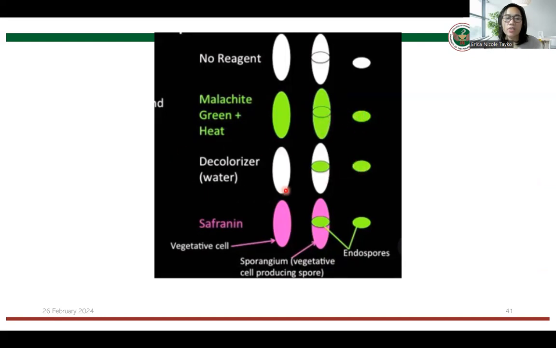And then we decolorize it with water. We just try to remove the malachite green with water. But since your spores were able to absorb the malachite green, they cannot be decolorized. They will remain green. But since the vegetative cells were decolorized, upon application of a counterstain in the form of safranin, you will now stain them pink. That's why the vegetative cells will appear pink in color when you observe them under the microscope. Okay?